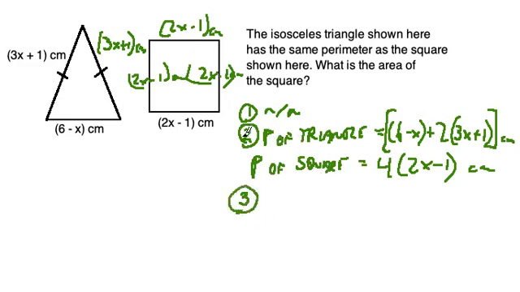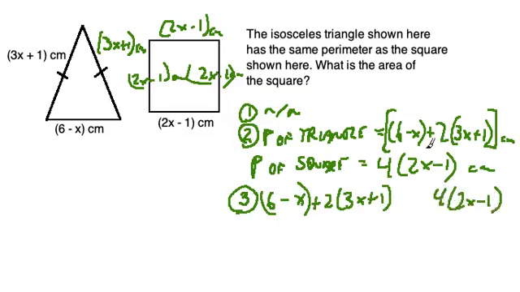Because I've invested some time in writing my expressions, I'm going to write them here without units. I've got the perimeter of the triangle, and I've got the perimeter of my square. And here's the important point: I've identified that they are the same.